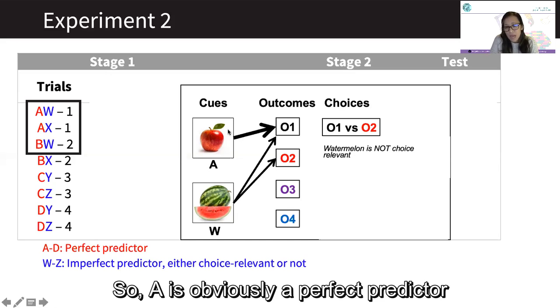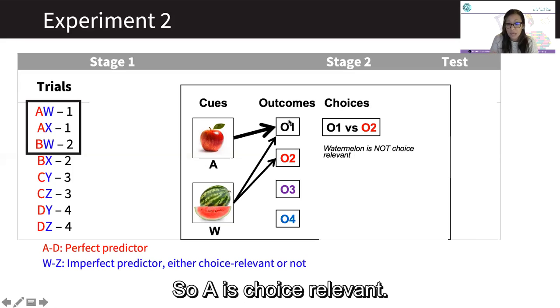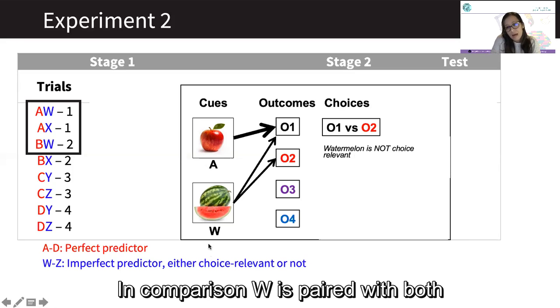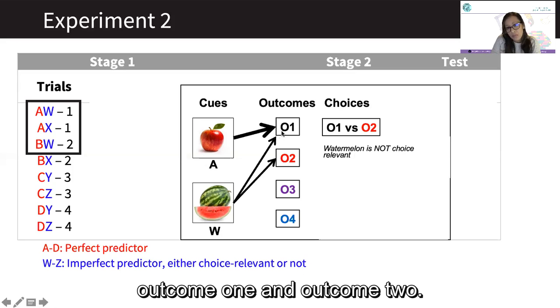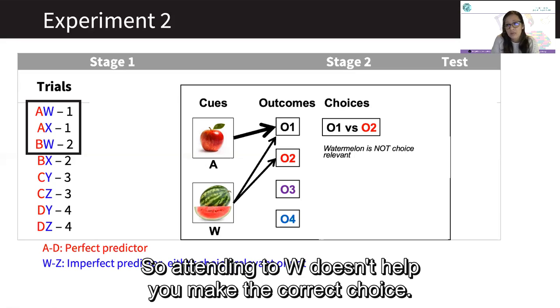So A is obviously a perfect predictor because it's always paired with outcome 1, so A is choice relevant. In comparison, W is paired with both outcome 1 and outcome 2, so therefore W is not choice relevant. So attending to W doesn't help you make the correct choice.